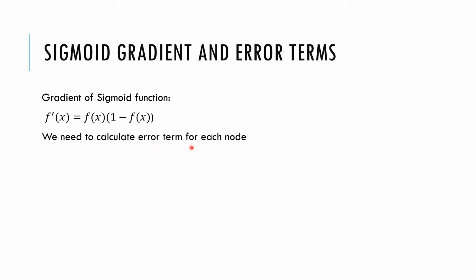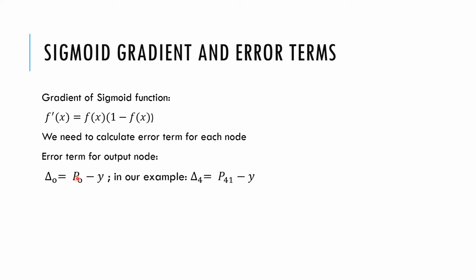So we need to calculate error terms for each node. The error term for the output node is simply the probability we calculate, in our case p41, and we subtract the actual value from that. That gives us the error term for the output node.